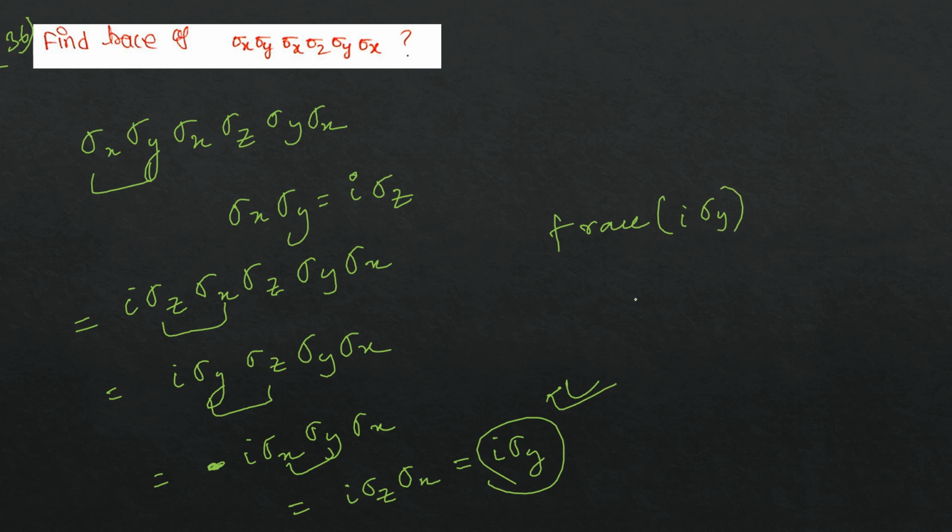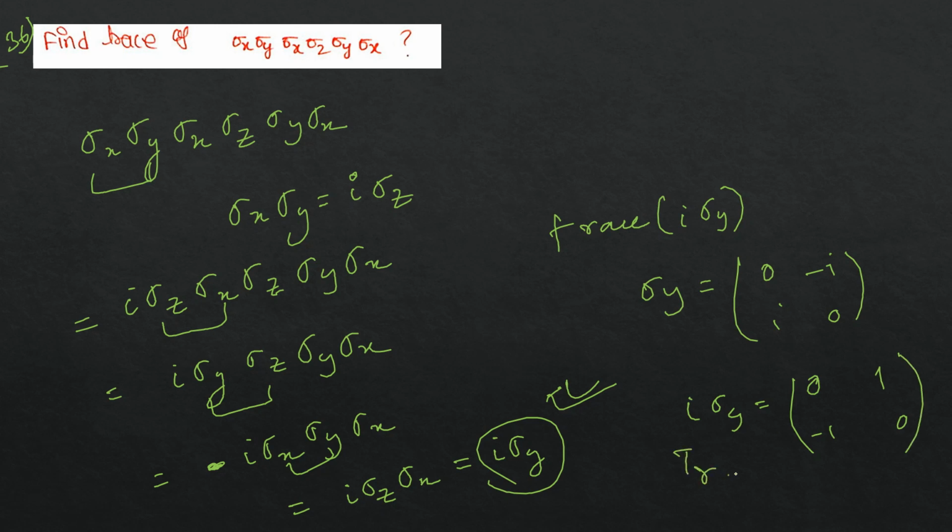So trace of i sigma y will be what? Sigma y is your 0, minus i, i, 0. Even if I multiply i sigma y, that is 0 on the diagonal. The trace is always 0. Trace of any Pauli matrix is 0. All the Pauli matrices have trace 0.